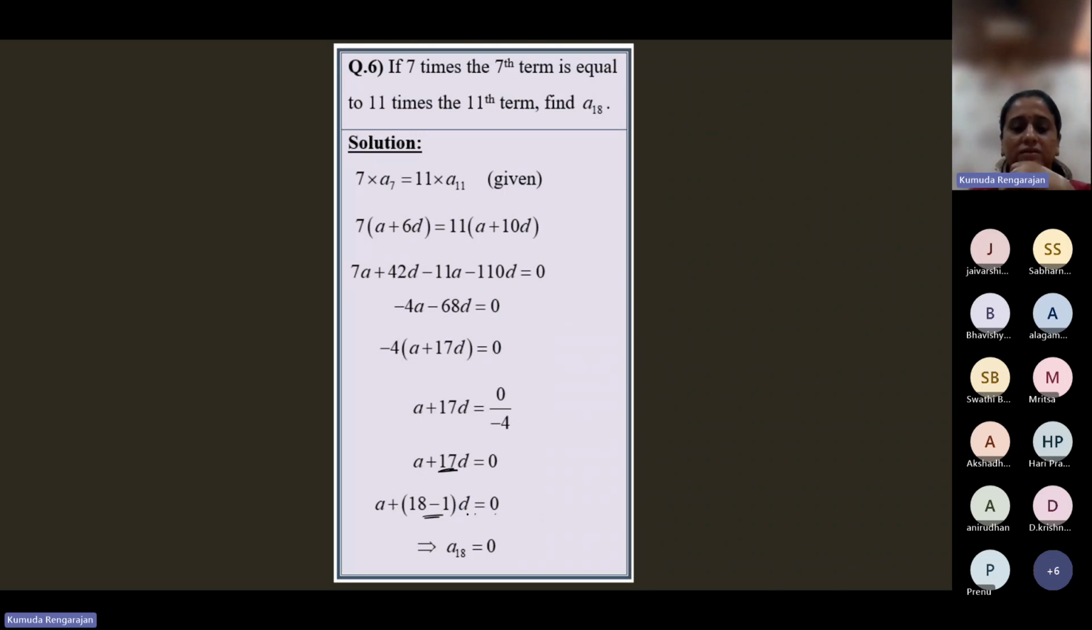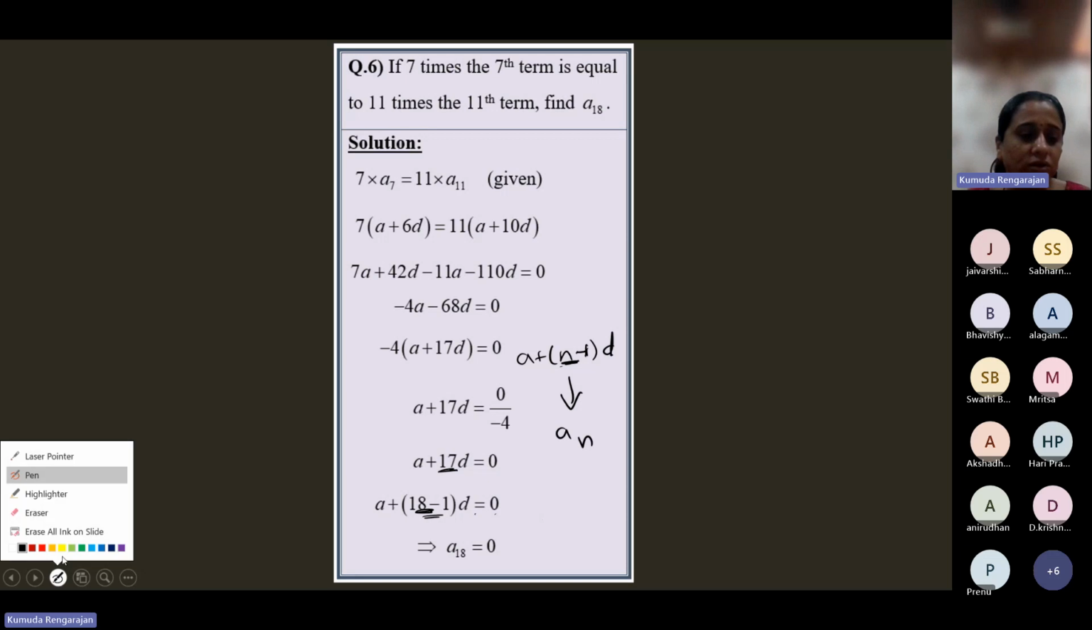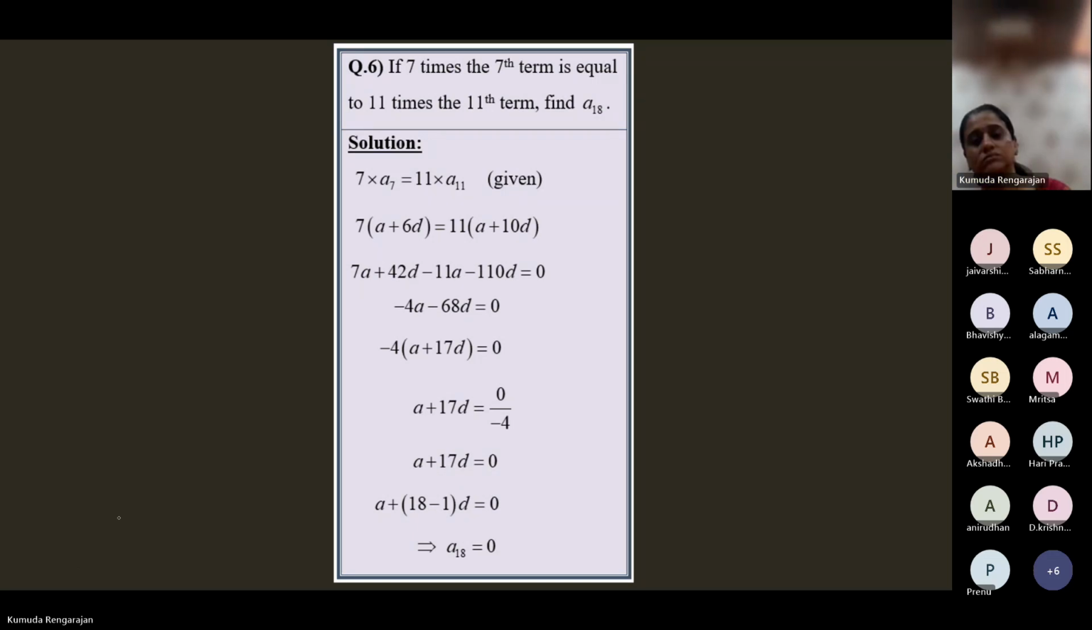A plus n minus 1 into D is which term? The nth term, because there's n. Whatever is before this minus 1, n minus 1, is the nth term. So 18 minus 1 means the 18th term. So A18 is 0.